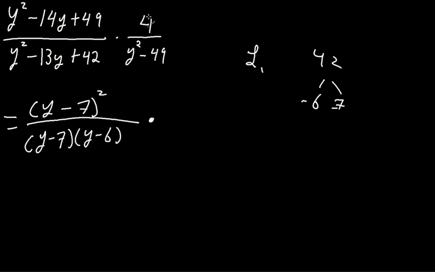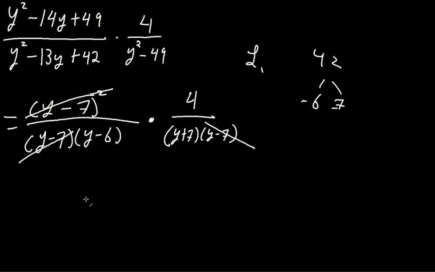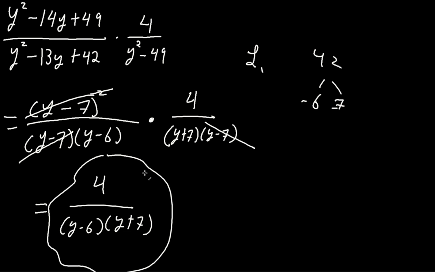Okay. Now, what about this term? 4, well, that's just a constant, so that's going to stay the same. And then y squared minus 49, difference of squares. So we have y plus 7, y minus 7. Okay, what can I cancel out? y minus 7 squared over y minus 7, so that will reduce with the fraction. It looks like I have a y minus 7 over here, so I can cancel it with those. y minus 6, not much to be done. y plus 7, not much to be done. So that's our final answer: 4 over y minus 6, y plus 7. Okay, that's it.